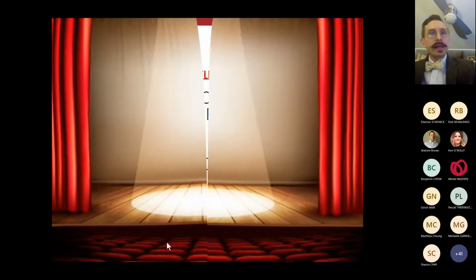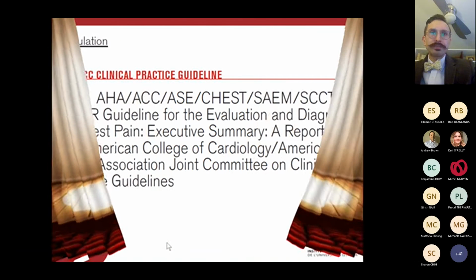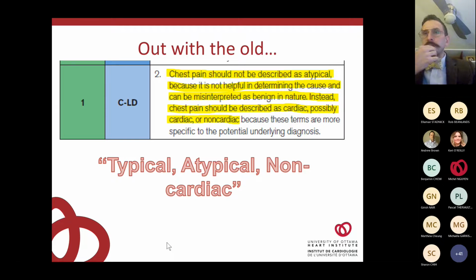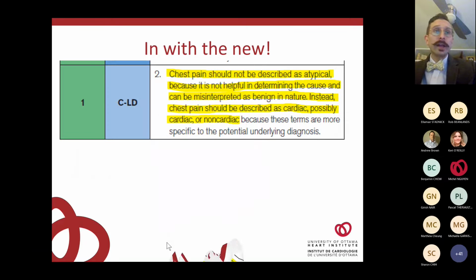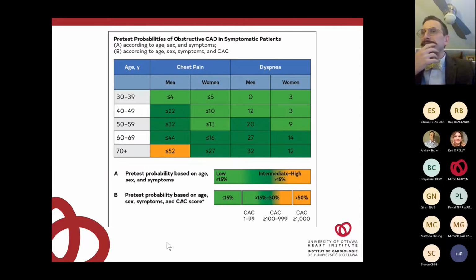And this brings us to the highlight of the show, the 2021 ACC chest pain guidelines. These were released very recently, published November 30th, 2021. The first thing to note is that they have fundamentally changed how we describe chest pain. Gone are the days of describing symptoms as typical, atypical, and non-cardiac, and the new lingo is now cardiac, possibly cardiac, and non-cardiac. The ACC guidelines also bring in a modified form of the pretest probability.